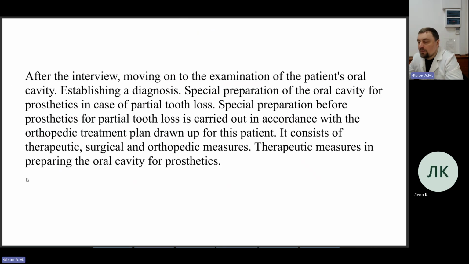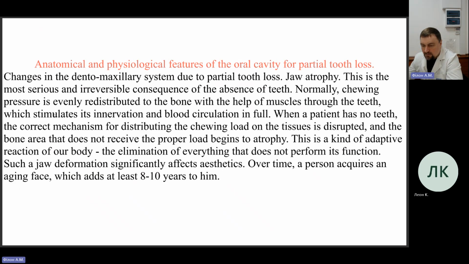After the interview, the examination of the patient's oral cavity, and establishing the diagnosis comes special preparation of the oral cavity for prosthetics in case of partial tooth loss. Special preparation before prosthetics for partial tooth loss is carried out in accordance with the orthopedic treatment plan drawn up with these patients. It consists of therapeutic, surgical, and orthopedic measures in preparing the oral cavity for the prosthetics. Let's talk about anatomical and physiological features of the oral cavity in partial tooth loss. Changes in the dentomaxillary system in partial tooth loss.